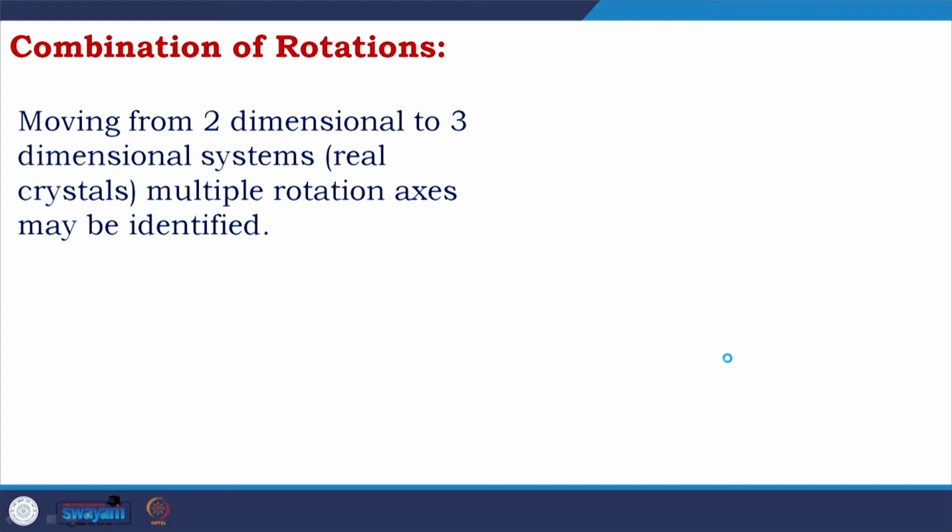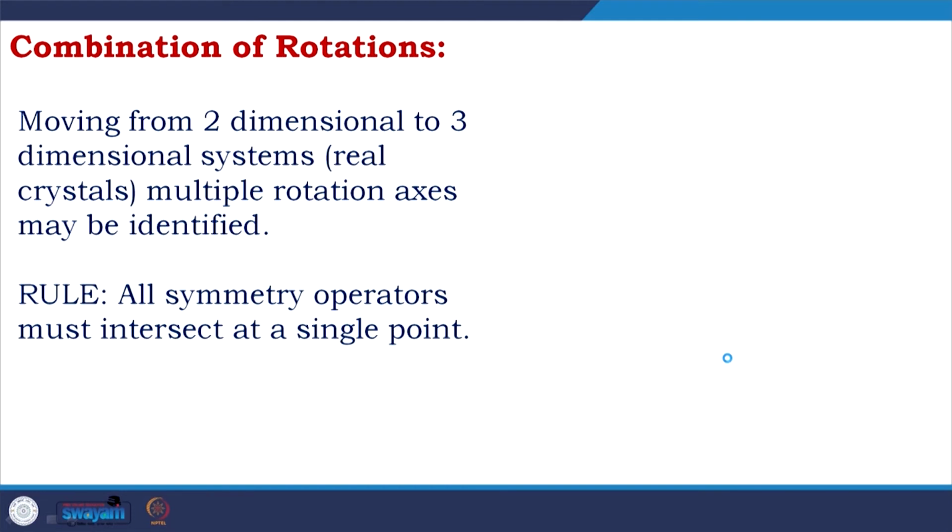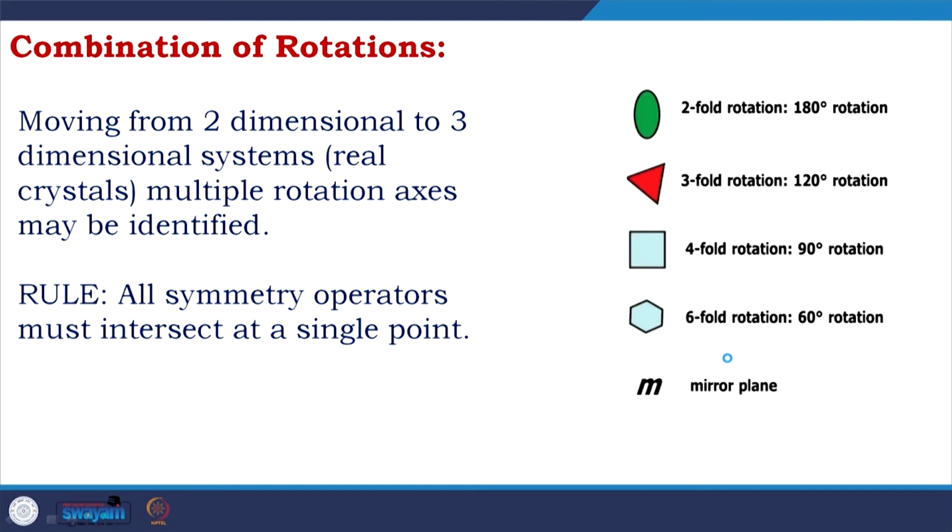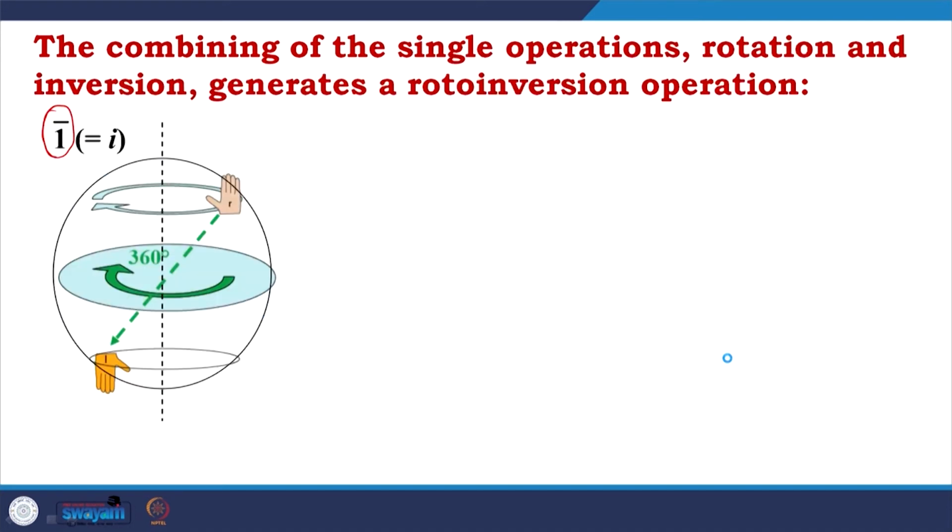Now, we will discuss the combination of rotations. So, moving from 2 dimension to 3 dimension, which are the real system, multiple rotation axes may be identified. The rule is all symmetry operators must intersect at a single point. So, you have the rotations 2-fold, 3-fold, 4-fold, 6-fold, but along with that you should have the mirror plane. The combining of single operation rotation and inversion generates a roto inversion operation.